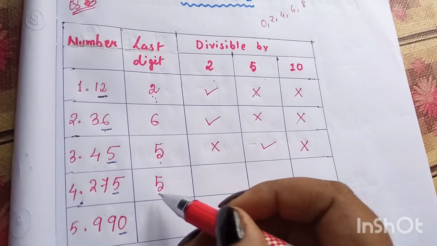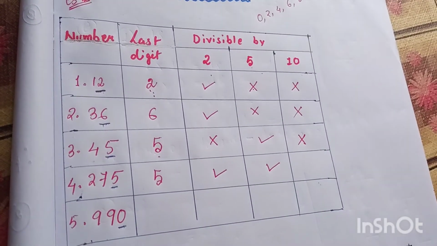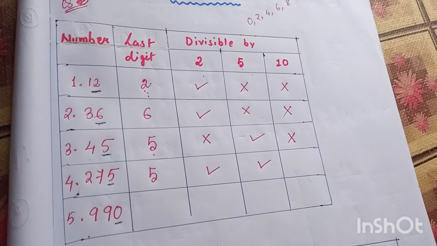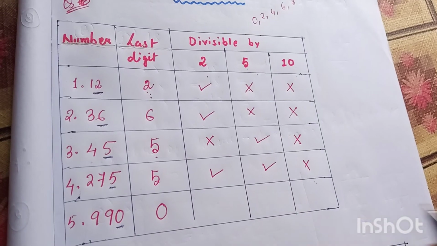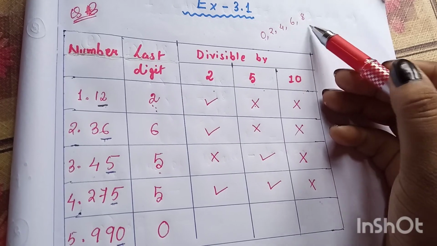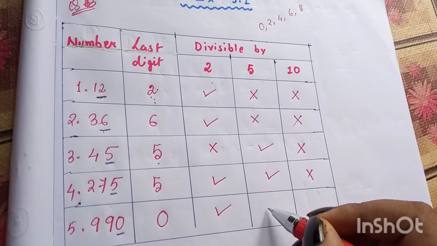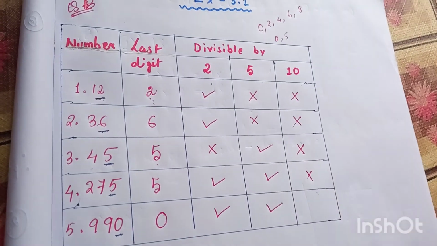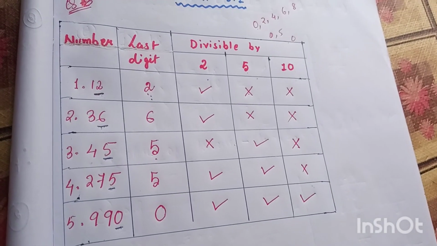Again 5. 5 is an odd number. It cannot be divisible by 2. Yes, it can be divisible by 5 as it should be the last digit. No, it's not divisible by 10. Now here the last digit is 0. If any number ends with 0, 2, 4, 6, 8, it is divisible by 2, right? So it is also divisible by 2. In case of 5, the last digit should be 0 or 5. So yes, it is divisible by 5 also. For 10, the last digit should be 0. So it is also divisible by 10.